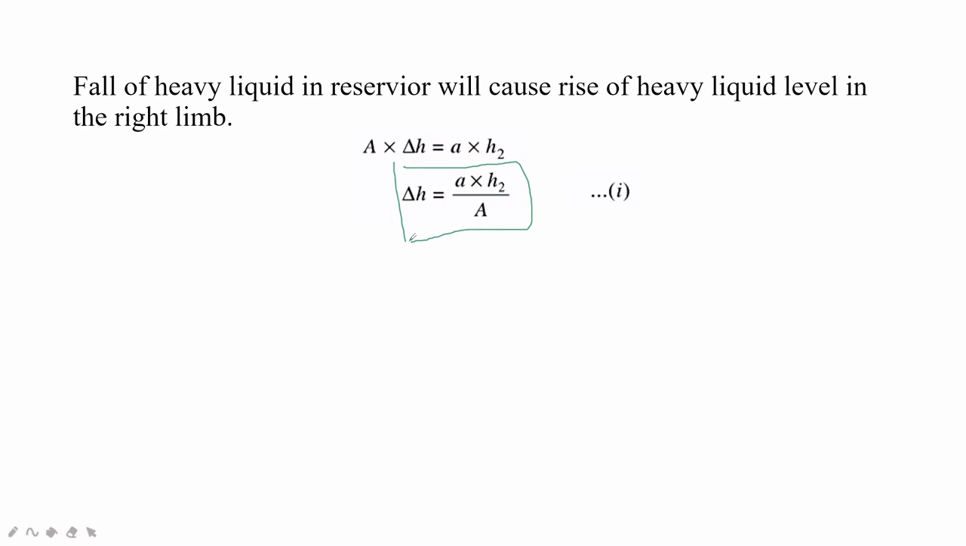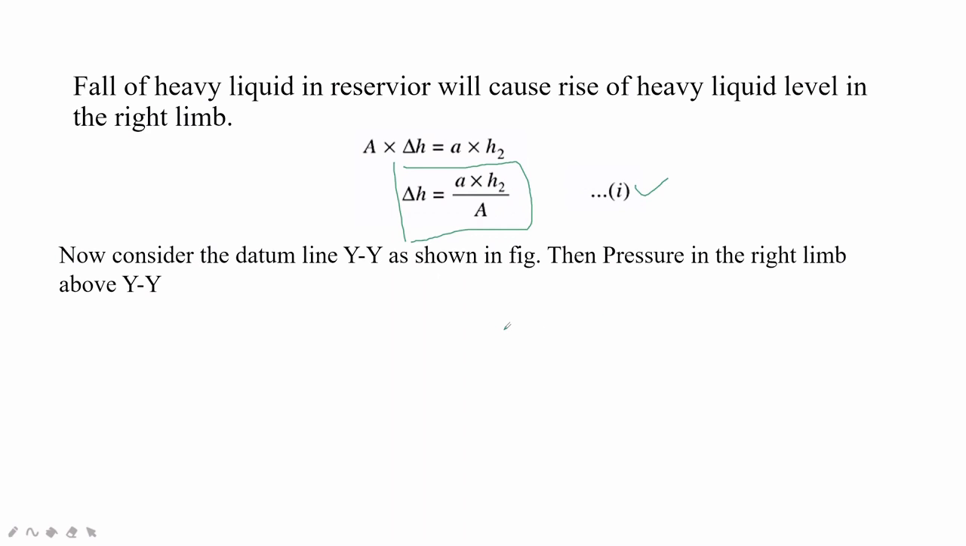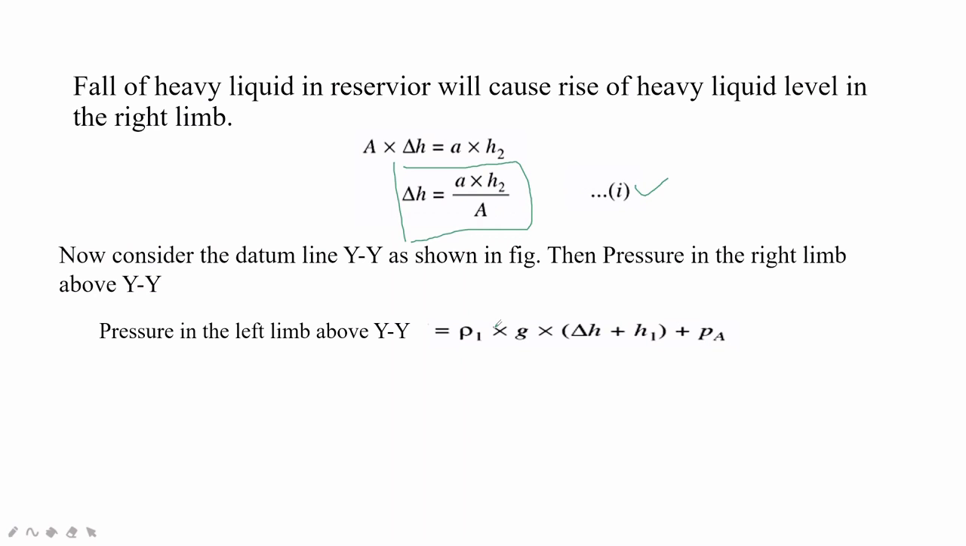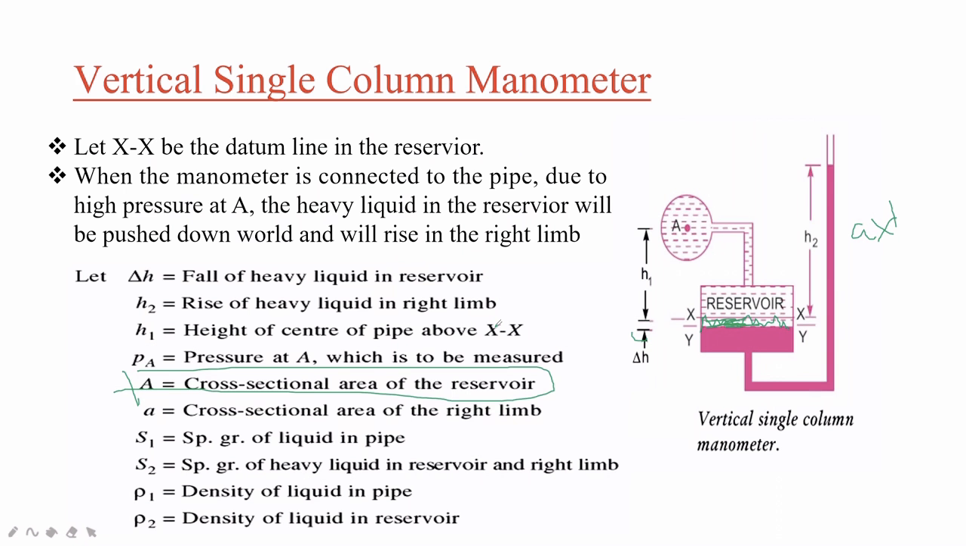So till now nothing is done, we just considered the equilibrium at that limb with the help of the datum line. Next, consider the datum line YY as shown in the figure. Then the pressure in the right limb above YY. See here, what is YY? You have to go to the backward slide. After finding delta H, that is delta H equal to a into H2 by A, we have to consider the datum line YY.